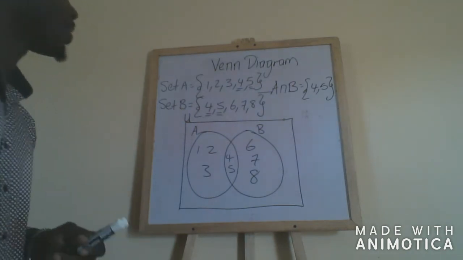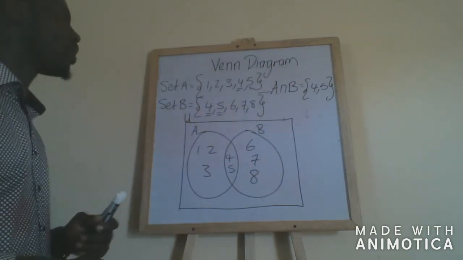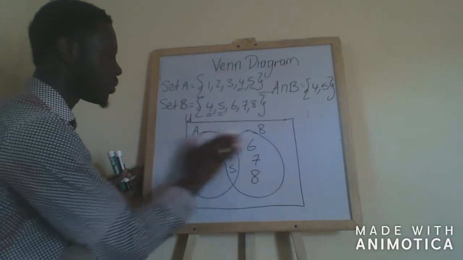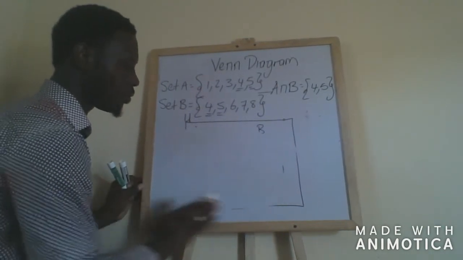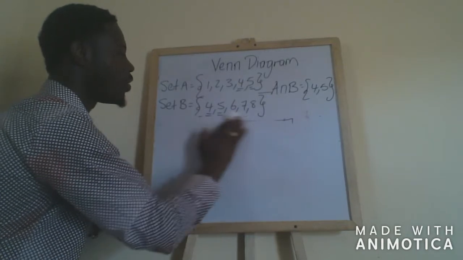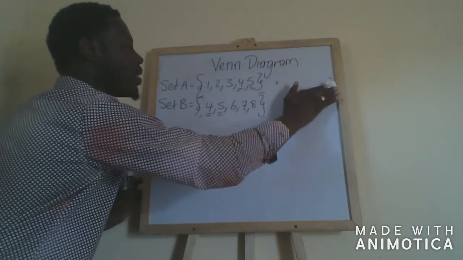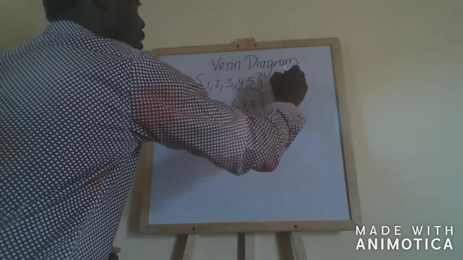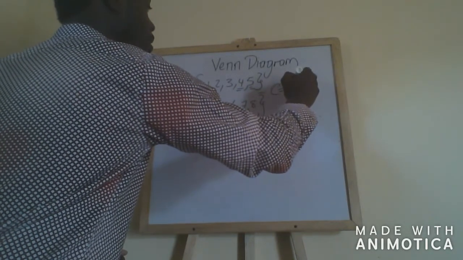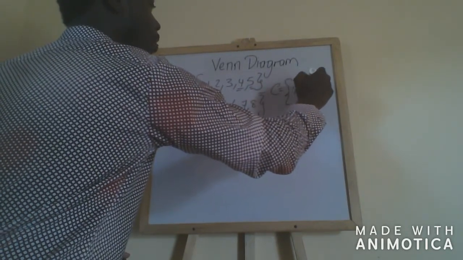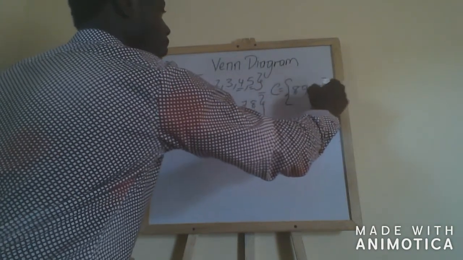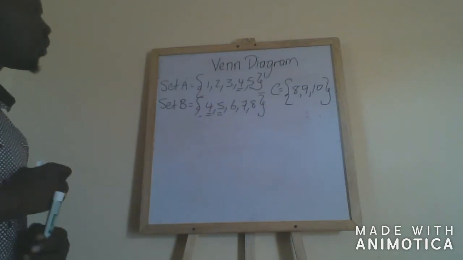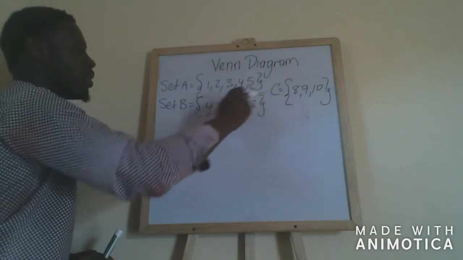Now we're going to do another example. I am going to add another set to this so that we can have more examples to work from. Just to give you an illustration of having more than one set and what that would look like. So we would have set C equal, let's say, 8, 9, 10. Right? 8, 9, 10.